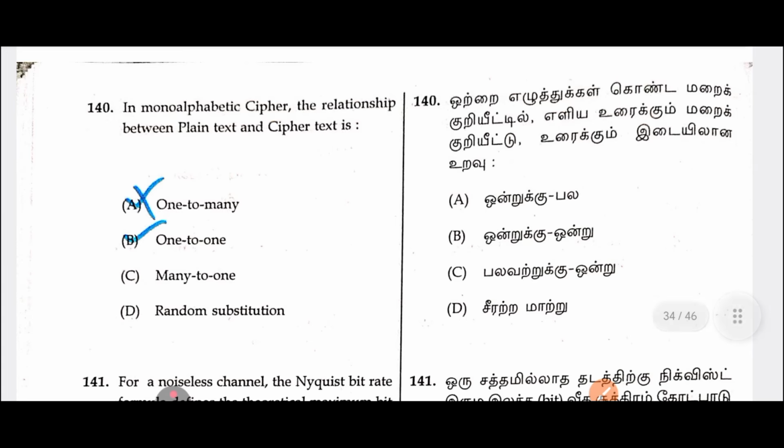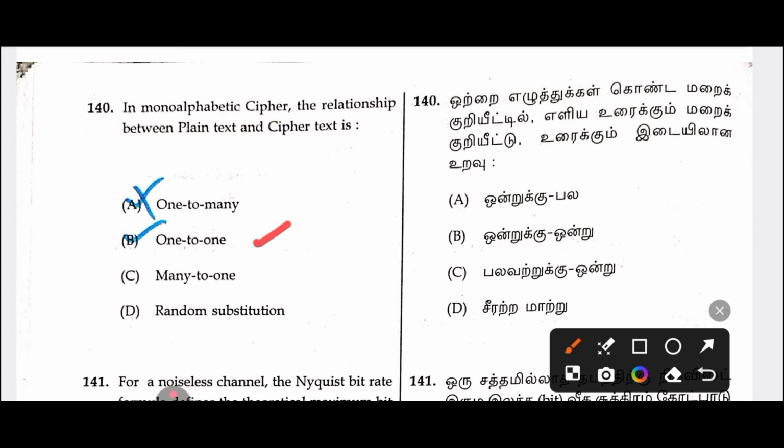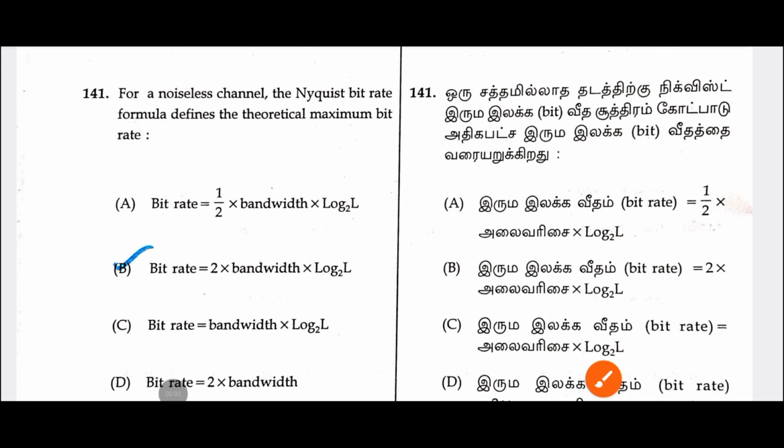In monoalphabetic cipher, the relationship between plain text and ciphertext is 1 to 1. The correct option is B, 1 to 1. For a noiseless channel, the Nyquist bitrate formula defines the theoretical maximum bit rate. Correct option is B.